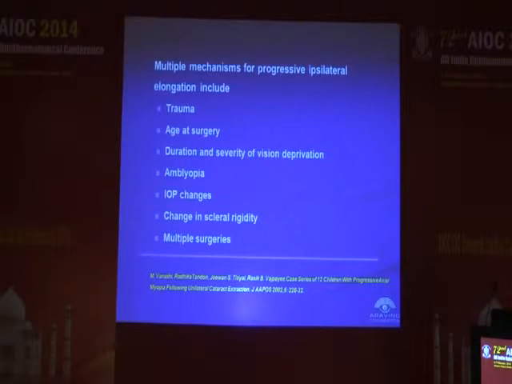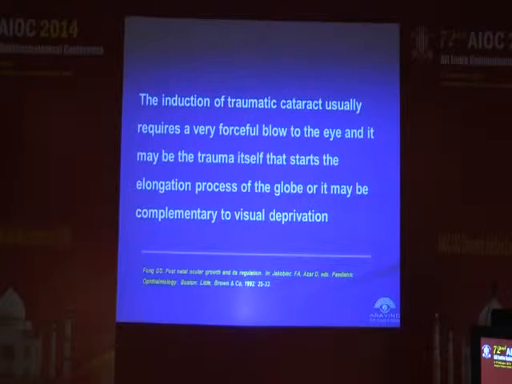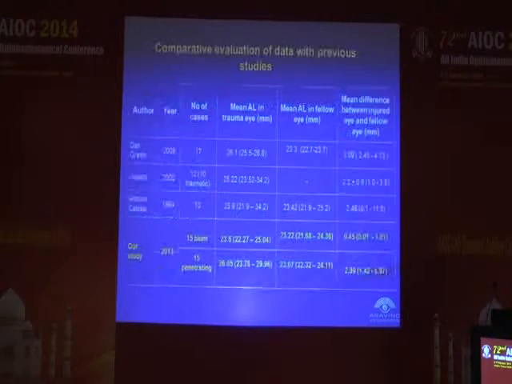Multiple mechanisms for progressive ipsilateral elongation include trauma, age at surgery, duration and severity of visual deprivation, amblyopia, IOP changes, changes in scleral rigidity, and multiple surgeries. The induction of traumatic cataract usually requires a very forceful blow to the eye, and it may be the trauma itself that starts the elongation process of the globe, and it may be complementary to visual deprivation.